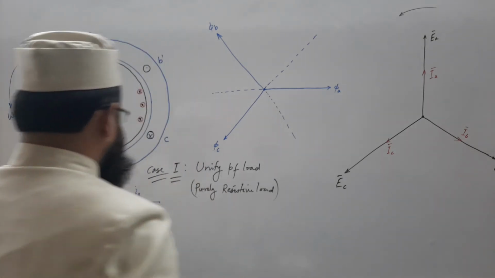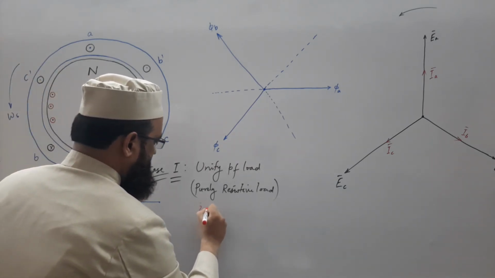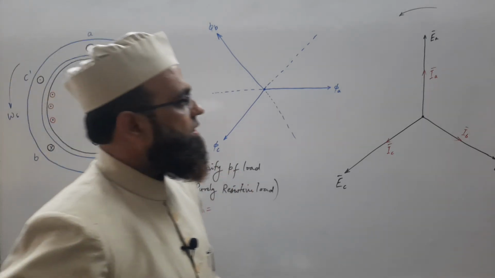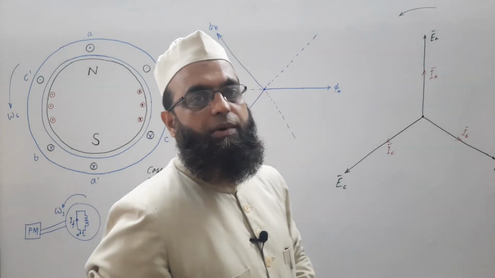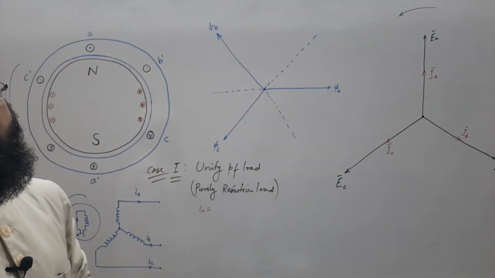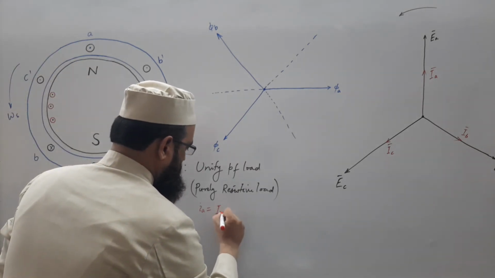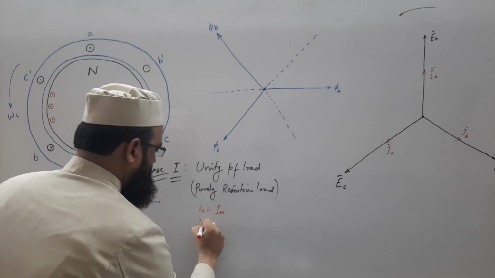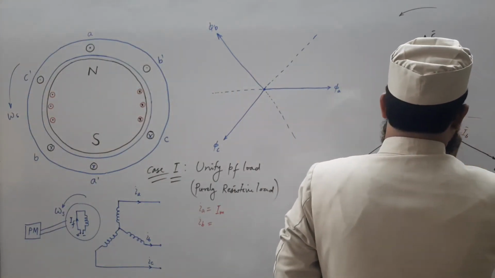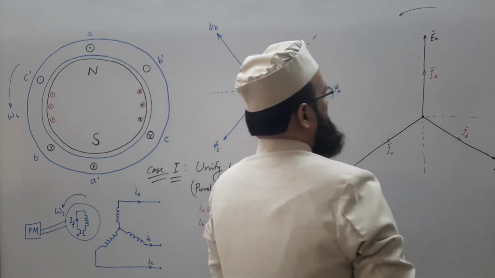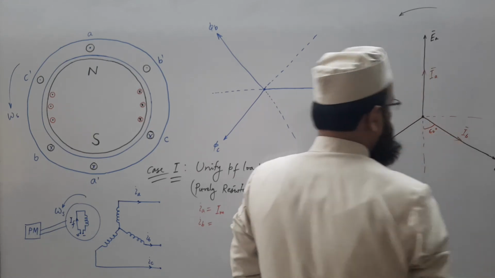So what will be IA? Let us write instantaneous values first. IA is along this, so the vertical projection will be Im. So right here, what about IB? So IB will be, let us take the vertical projection. So this is 90, this is 30, so this will be 60 degree.